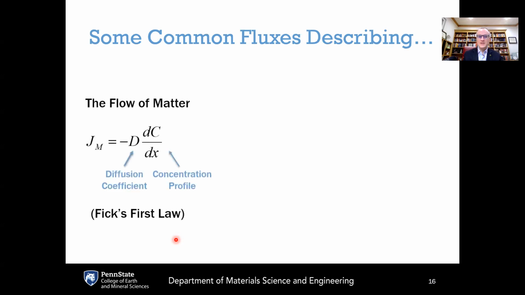Some common fluxes describe the flow of matter. This would be the flux of matter, which is governed by Fick's first law. Fick's first law was proposed in the 19th century, many decades before Onsager did his work in irreversible thermodynamics, but the basic formulation is still there. We've got some flux of matter, and what is governing this flux of matter?